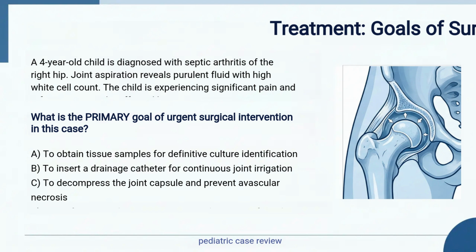Option A, to obtain tissue samples for definitive culture identification. Option B, to insert a drainage catheter for continuous joint irrigation. Option C, to decompress the joint capsule and prevent avascular necrosis. Option D, to perform complete synovectomy and remove infected tissue.